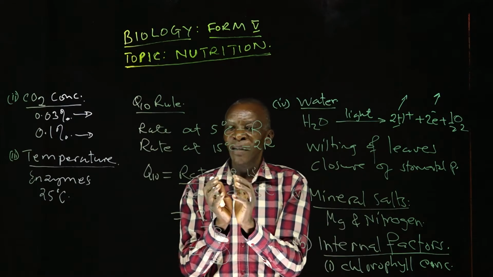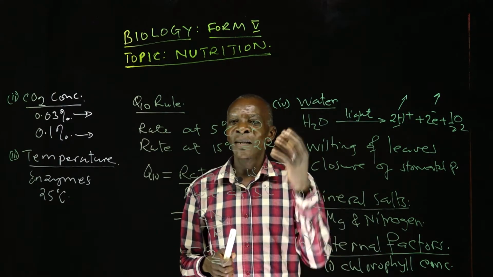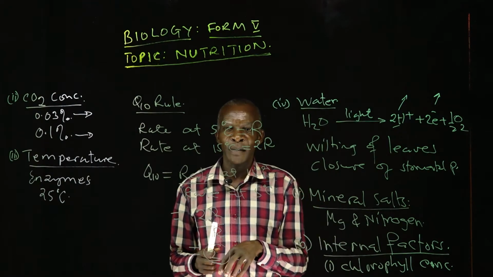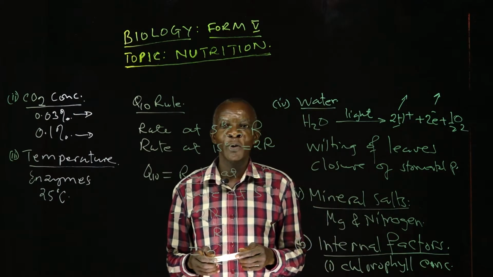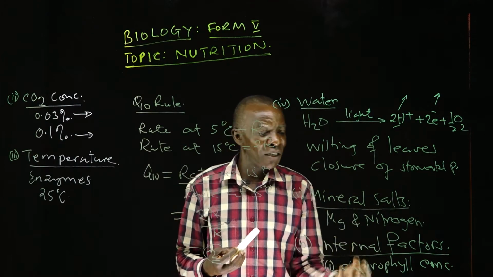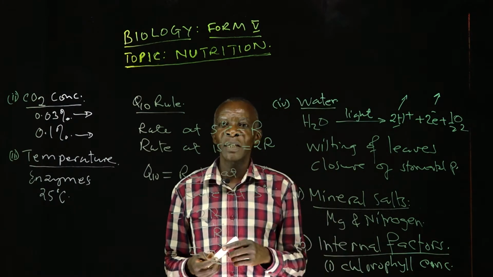The greater the concentration, or the higher the concentration of chlorophyll, the greater will be the amount of light that will be trapped into the plant. And automatically, the higher will be the rate of photosynthesis. So with reduced concentration of chlorophyll, the rate of photosynthesis also goes down.